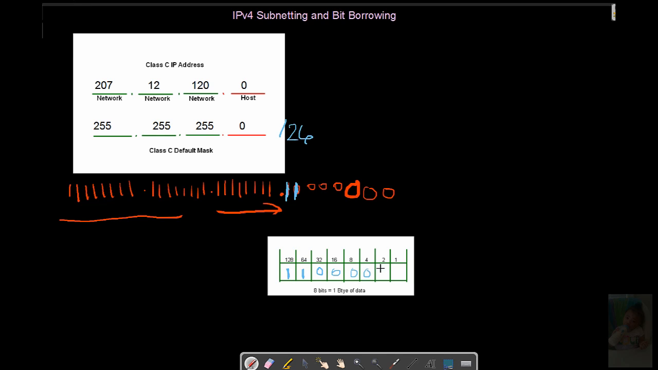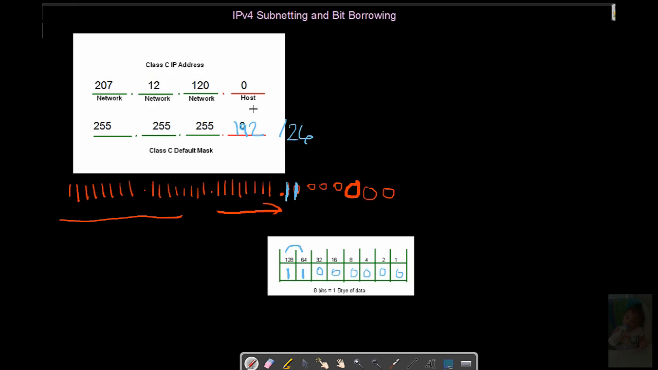Right now we're dealing with the last octet. Add these together, 128 plus 64, our new mask value becomes 192. All right.